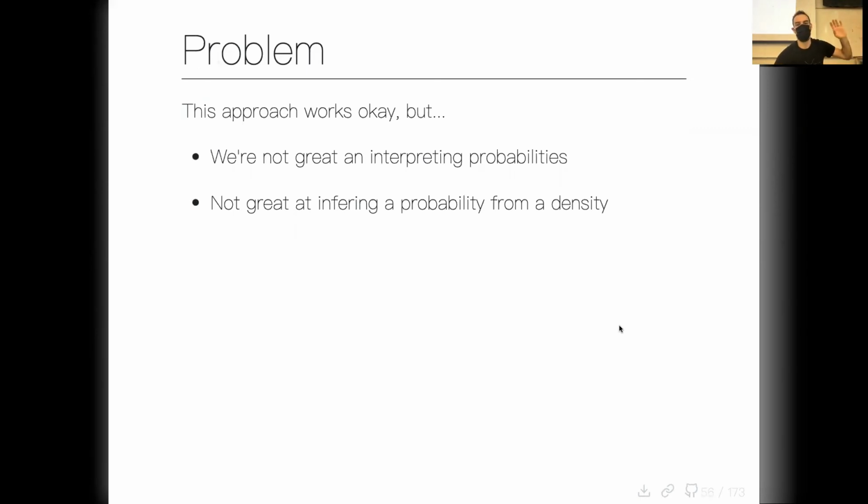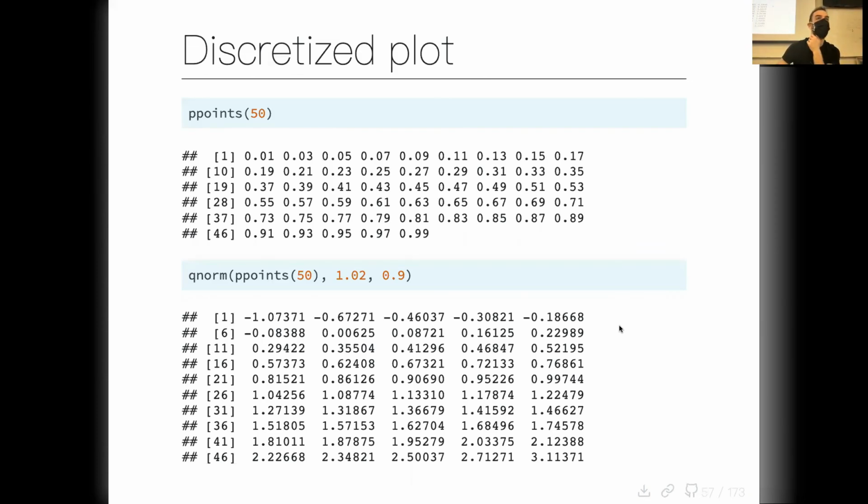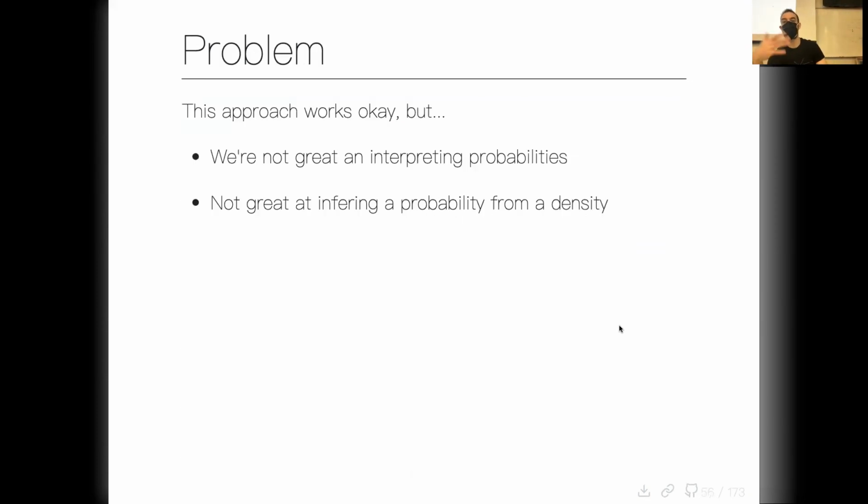And some of that was kind of just on the side, but as we've talked about earlier, we're not great at interpreting probabilities, and we're not great at inferring probabilities from a density like that curve, right? We're not very good at that. So how do we actually create this? Like, what do we do from here?